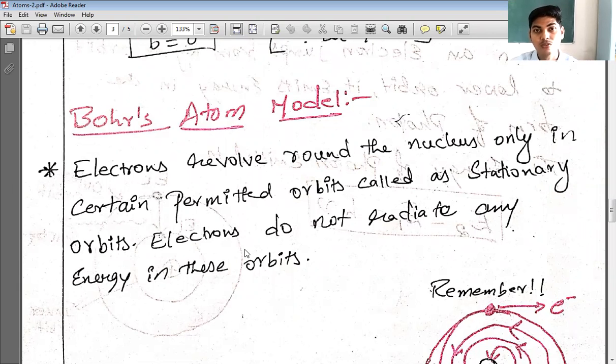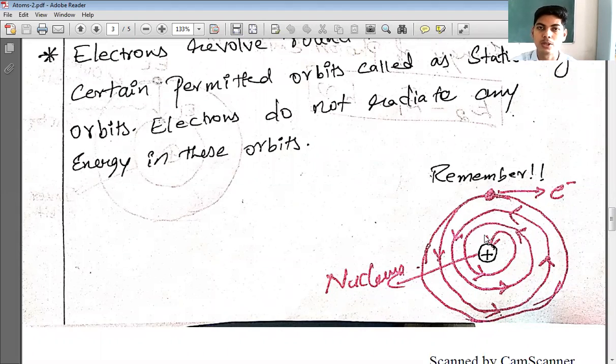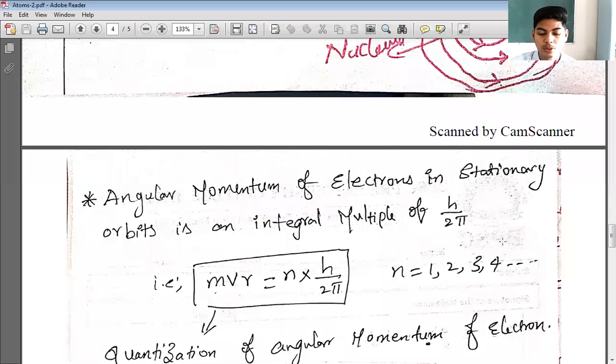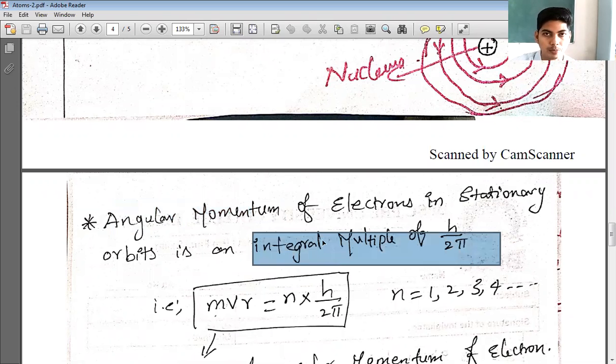Now, which orbits should be called stationary orbits? There are plenty of orbits around the nucleus, so which should be taken as a stationary orbit? Bohr says: according to Bohr, the angular momentum of an electron in a stationary orbit is an integer multiple of h/2π. The orbit in which the electron's angular momentum is an integer multiple of h/2π should be called a stationary orbit. So stationary orbits are those orbits in which angular momentum of the electron is an integer multiple of h/2π, right?